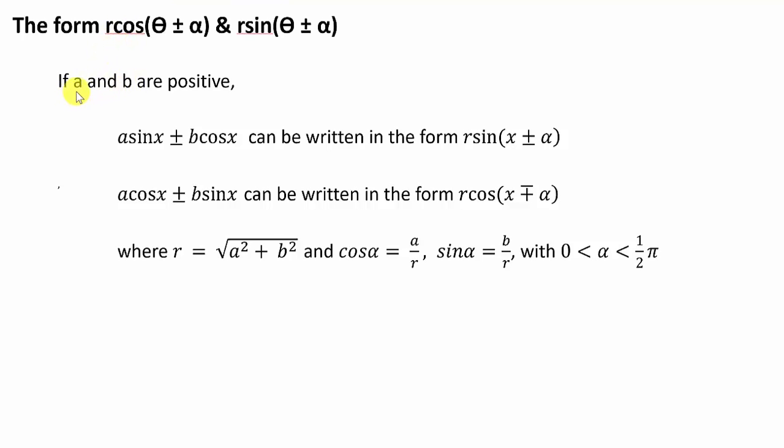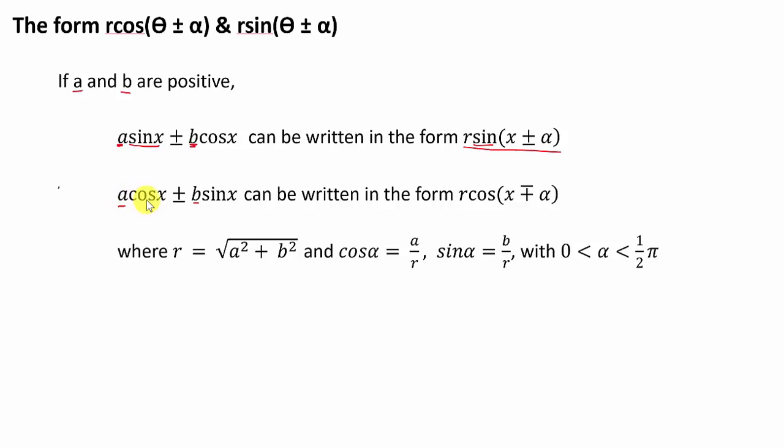So if a and b are positive, and we talk about a and b, we're looking here. So notice there's an a sine x plus or minus b cosine x, or a cosine x plus or minus b sine x. Okay, so this one, notice that sine comes first, can be written in this form where I have r sine of x, this could be theta, plus or minus alpha. Notice that this plus or minus is the same as this plus or minus, so whatever sign you have here, you will also have here. Okay, but a is going to be on the sine and b is going to be on the cosine. It needs to be in this order if you have a sine here.